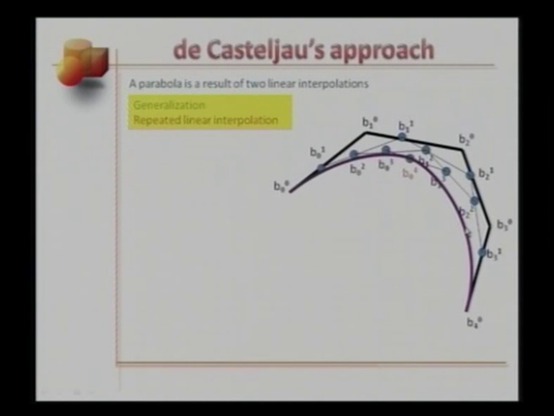This curve here would be very similar to a parabola that we have seen before. And this curve will pass through the first point and the last point as a result of repeated linear interpolation. Also, the first line segment and the last line segment will be tangent to the curve at the end points. Very similar to what we had seen in case of parabola.